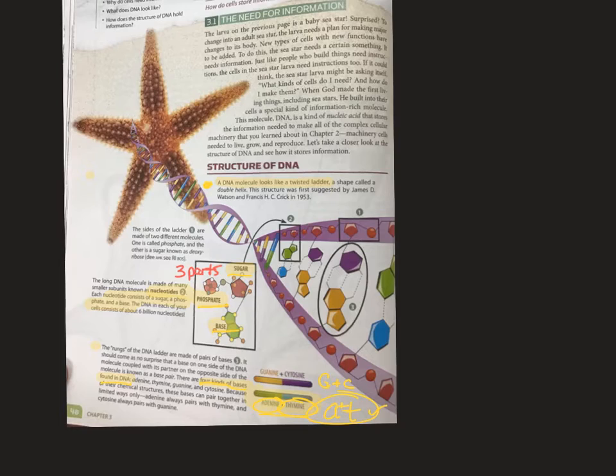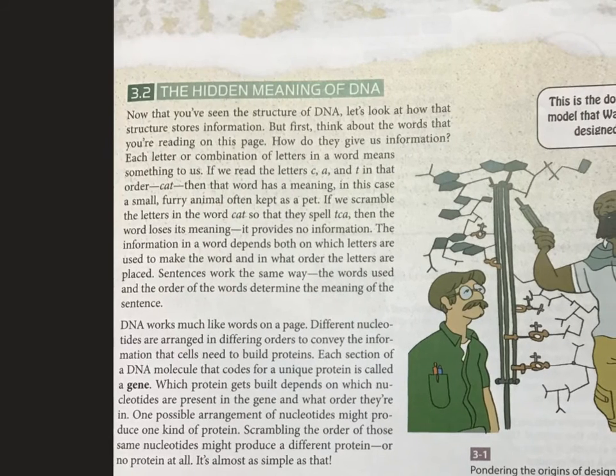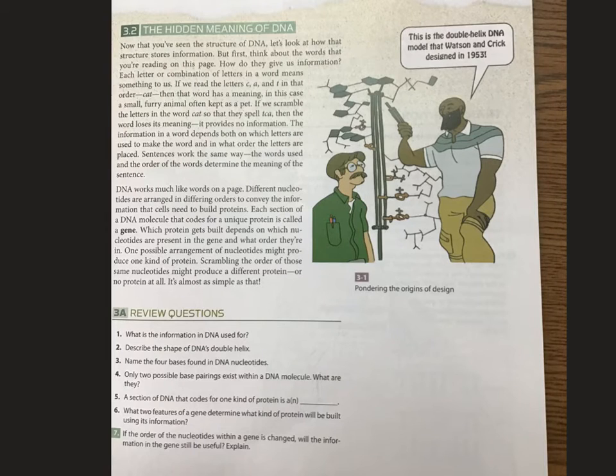All right, moving forward here, next page, okay? Here on this page, this is what we need to know. Okay, on this page you need to know gene, okay? Each section of a DNA molecule that codes for a unique protein is called a gene. Okay, so that's everything on page 49. That's the only thing you need to know on page 49. All right, go to the next page.